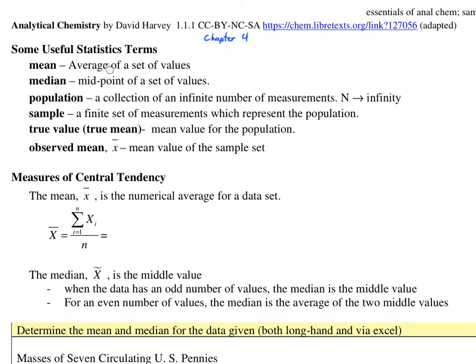The mean is the average of a set of values. We simply add up all of the values and divide by the total number of values. The median is the midpoint of a set of values. And we're going to talk about different statistics, whether or not they apply to a population or to a sample. In general, sample statistics apply when you have less than about 20 replicate measurements. The true value or the true mean is the known value for the population, and the observed mean is simply the mean value of the sample set.